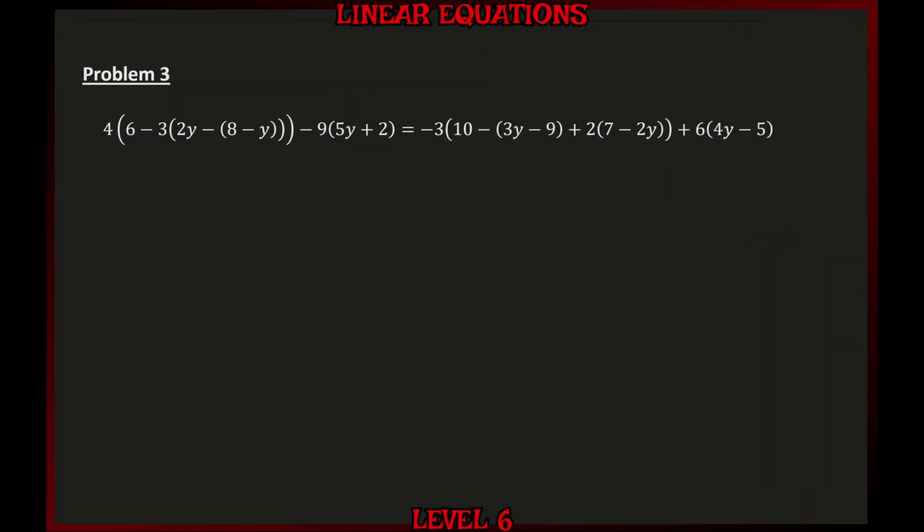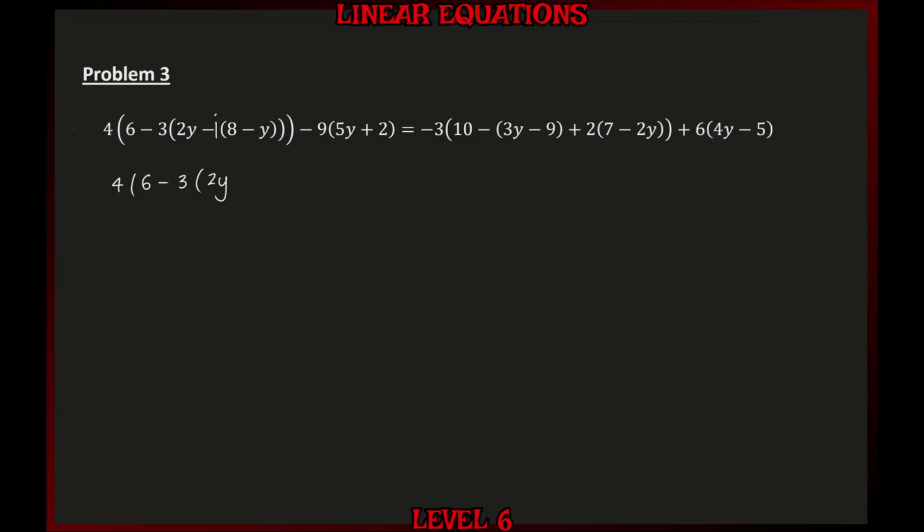In problem 3, we're solving an equation that has brackets within other brackets. And so to start here, we're going to start from the innermost brackets and work our way outwards. So starting on the left hand side, we have 4 multiplied by 6 minus 3 multiplied by 2y, and the minus in front of the 8 minus y bracket is actually a minus 1.